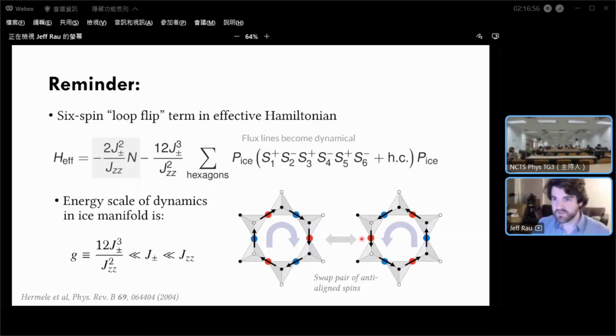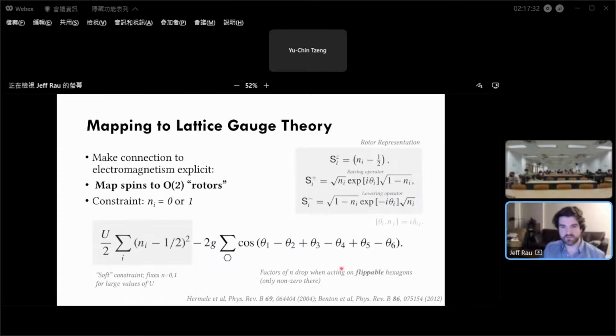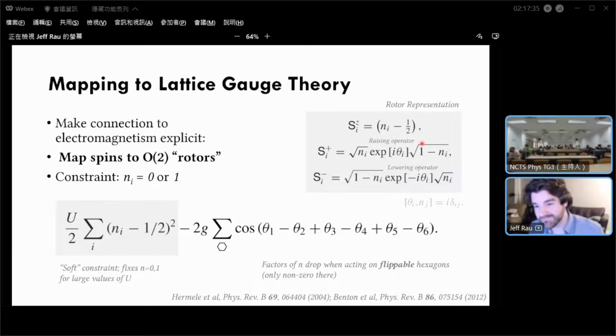Okay? This derivation I'm going to show you is going to be a little bit technically complicated, and I'm going to go through it a little too quickly. But I want to give you a flavor of how it goes, and then I'll try to convince you by showing you some numerical work that's been done in the past 10 years or so that this really is a good description of the physics of this model. So how do you go from something like this loop flip term to something like quantum electrodynamics? The path here is a little complicated and full of some dodgy approximations, so I'll try to walk you through it.